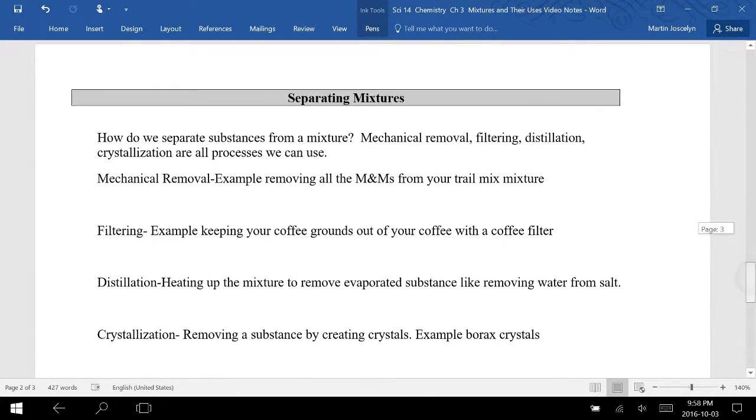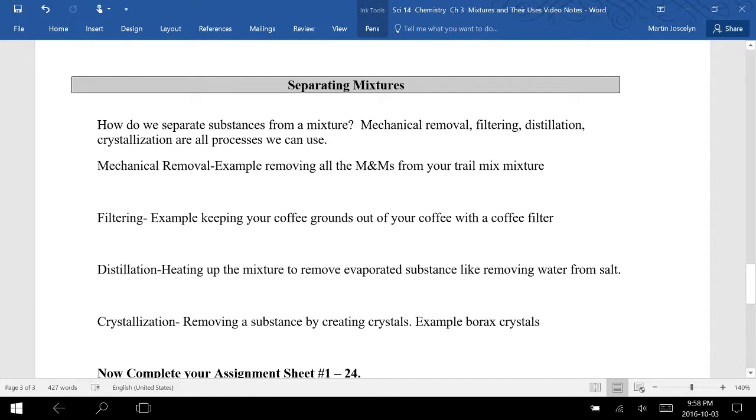Okay, so there are ways to separate mixtures. So how do we separate substances from a mixture? So we have a couple different ways. We can use mechanical removal, we can use filtration, distillation, and crystallization. So mechanical removal is when we actually physically can just remove the pieces. So for example, you could remove M&Ms, your beautiful M&Ms, from trail mix. That would be an example of mechanical removal, just taking those guys out.